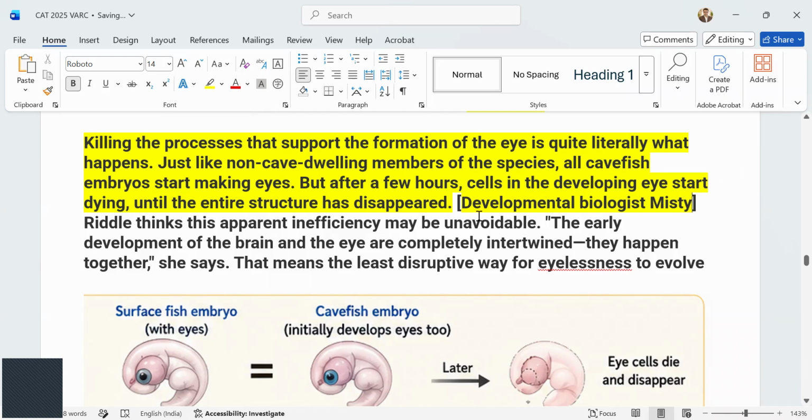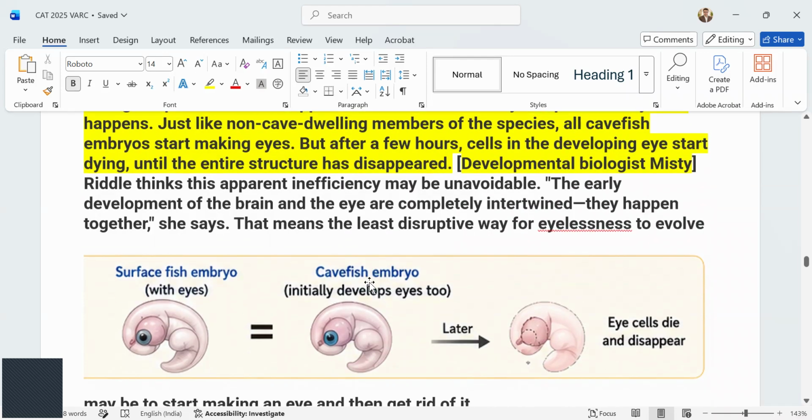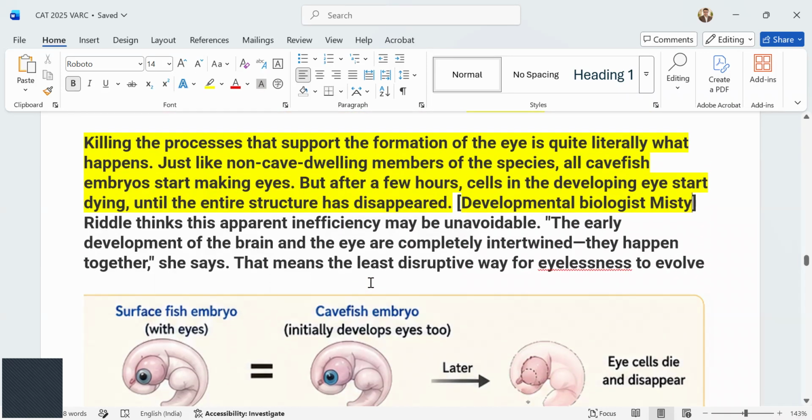Who probably has said this. So earlier, both non-cave dwelling fishes and cave fishes have eyes in the embryo to start with, but in a few hours, cave fishes particularly lose the eye. The cell starts dying, and then the organ totally disappears. Now this is interesting. Evolution itself is not like an engineer designing something new, it just modifies what exists, right?